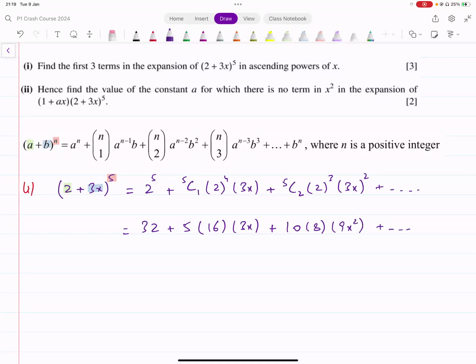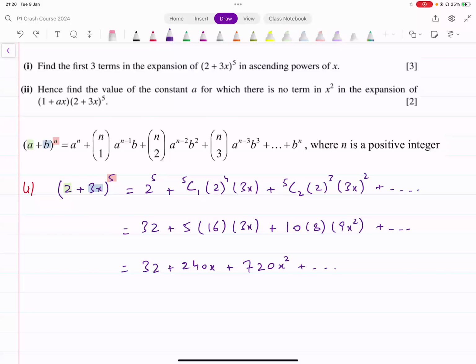Okay, now we just simplify this. This gives us 32 plus 80 into 3, that's 240x, plus 80 into 9, that should be 720x squared. That's the first part. That gets you 3 marks. In the first part, we just had to do this expansion for the first three terms.